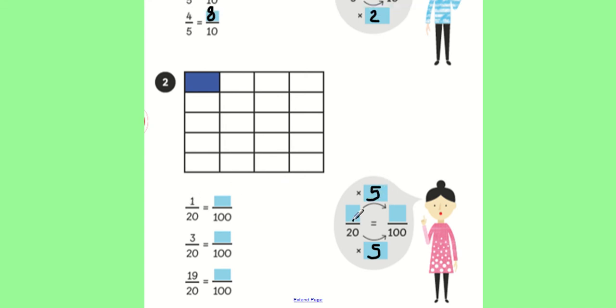Okay, we started with 1. 1 times 5 is 5. Okay, so 1/20th is the same as 5 hundredths. 3 times 5 is 15. So 3/20ths is the same as 15 hundredths.